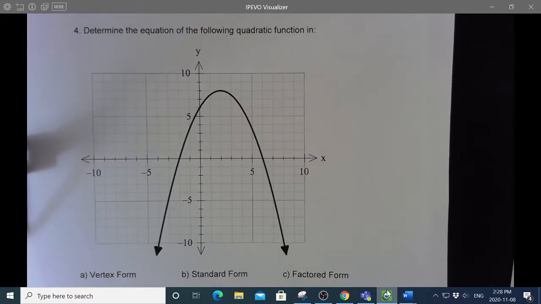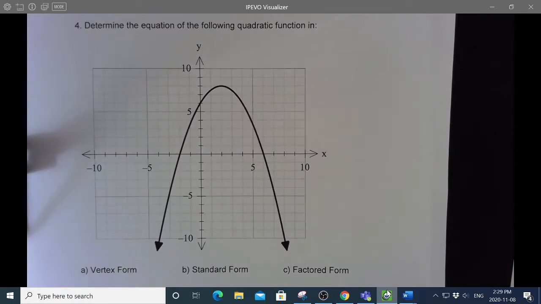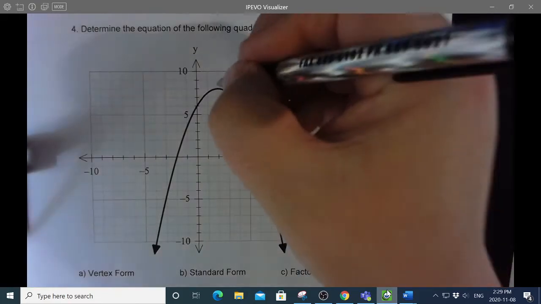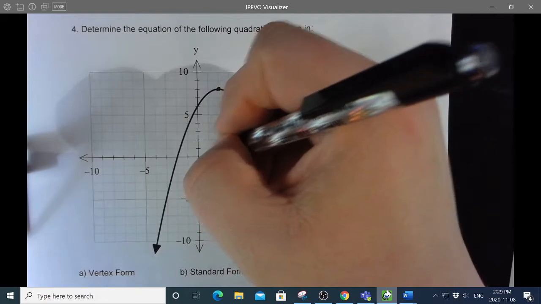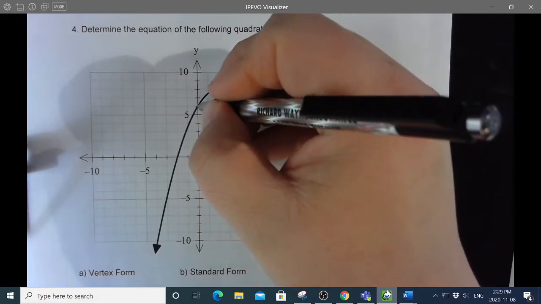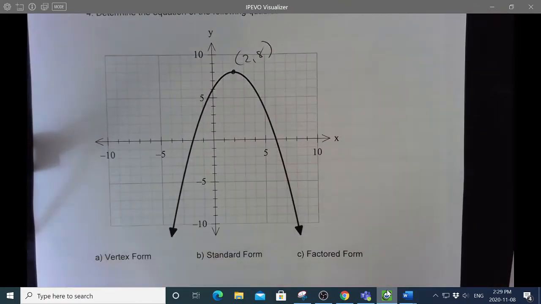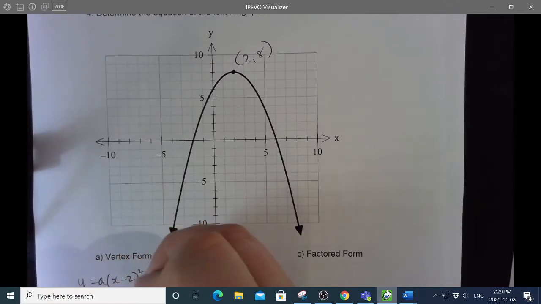Ooh, working backwards. Start with a graph and tell me what kind of equation it is. Well, okay, let's see. We're going to have to make some assumptions here, and that is that these points actually go through the corners that they look like they go through. So this is 2, and that's 5, 6, 7, 8. So this is 2, 8. So there we go, back in vertex form, we know that y equals some a times x minus 2 squared plus 8.